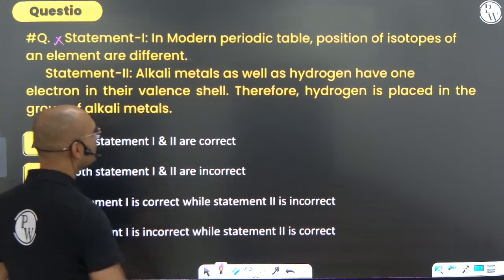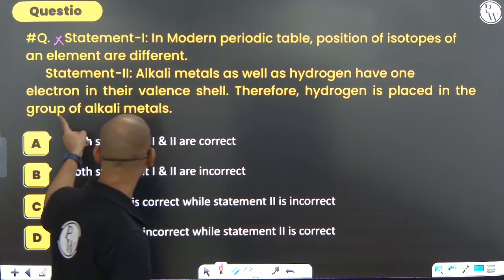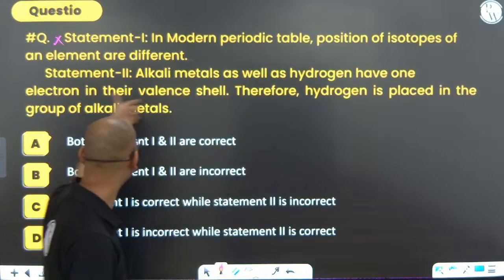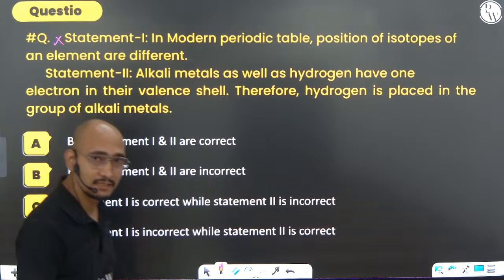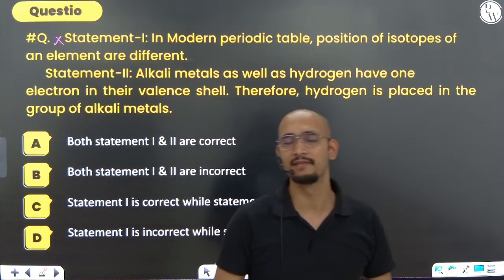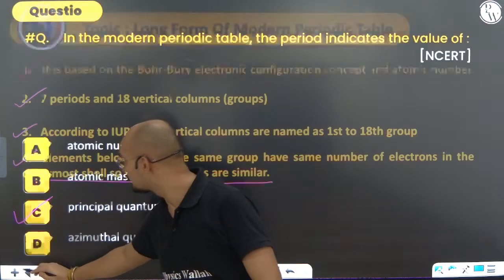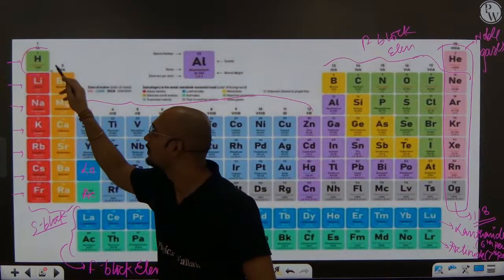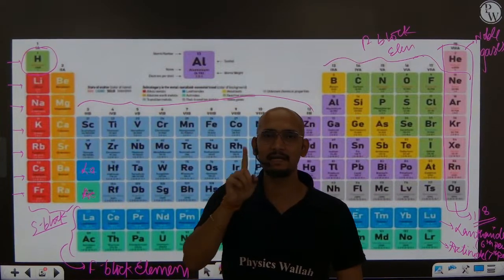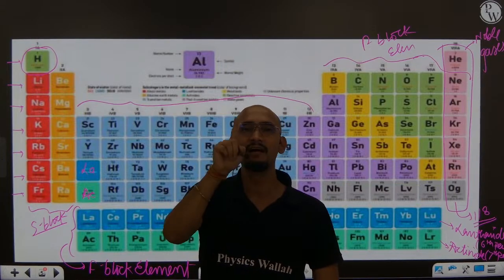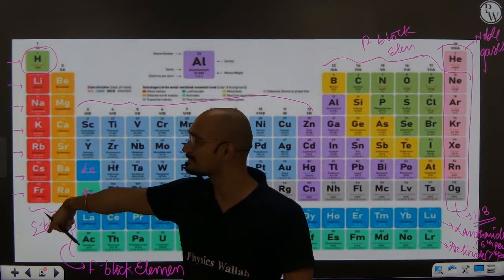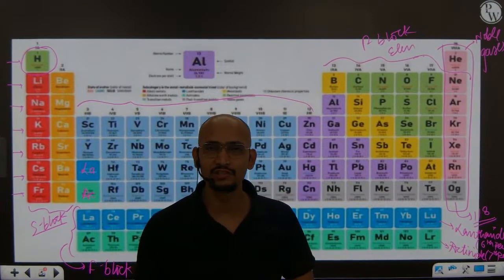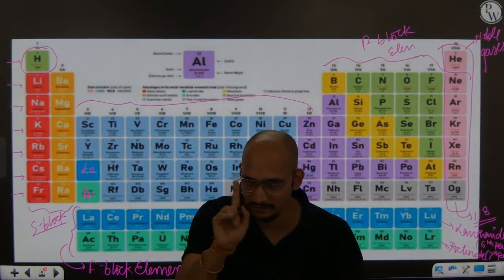Next, statement 2. Alkali metals as well as hydrogen have one electron in their valence shell. Yes or no? I hope we know that. Therefore, hydrogen is placed in the group of alkali metals. Is it so? Please remember one thing. Of course, in many cases, whenever we make the periodic table, hydrogen is kept here. But always remember, you never say that hydrogen has its position in the alkali metals. Still, hydrogen has no fixed position in the modern periodic table. Its position is not yet fixed.